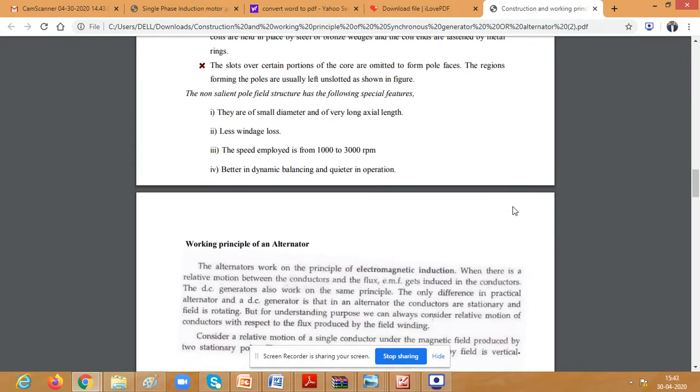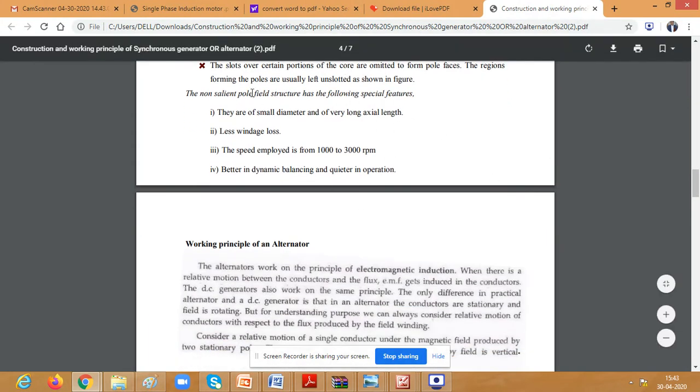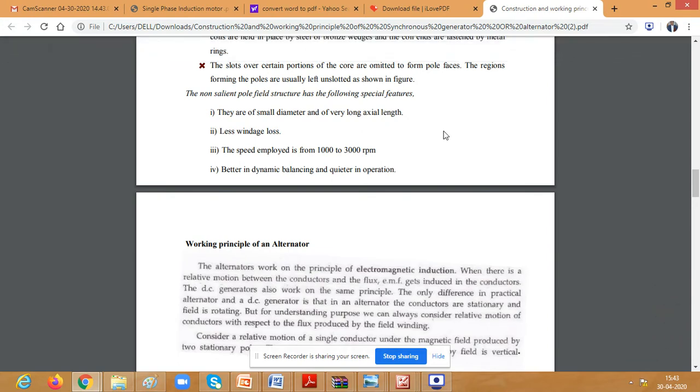So these are some salient features also. They have very small diameter and very long axial length, and less windage losses. The speed employed is 1000 to 3000 rpm, with better dynamic balancing and better operation.